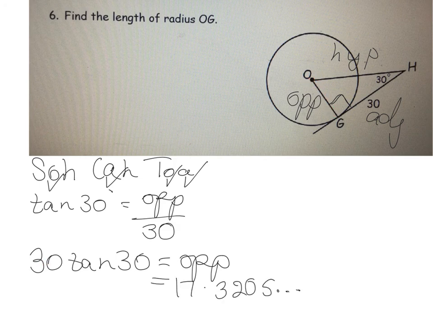So 30 tan 30 is equal to 17.3205 ... going on. Rounding that to 2 decimal places. So OG, this one here, is equal to 17.32.